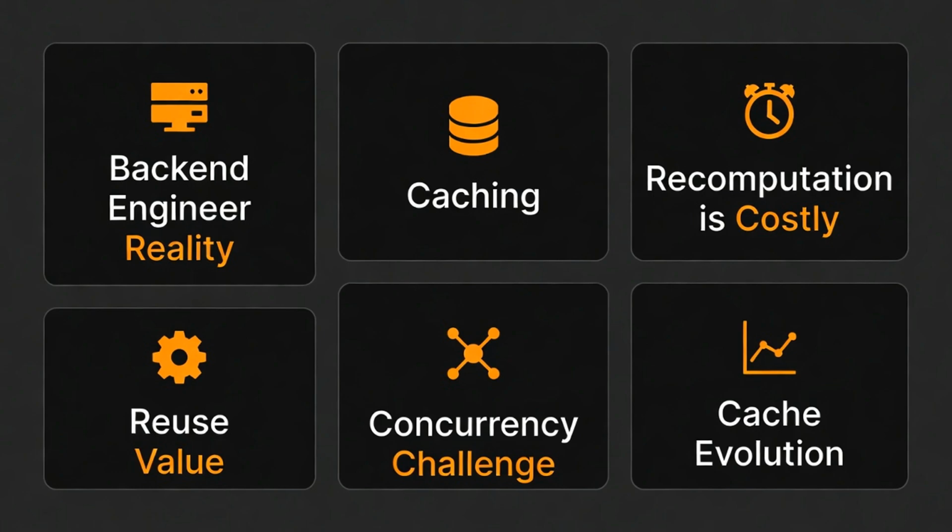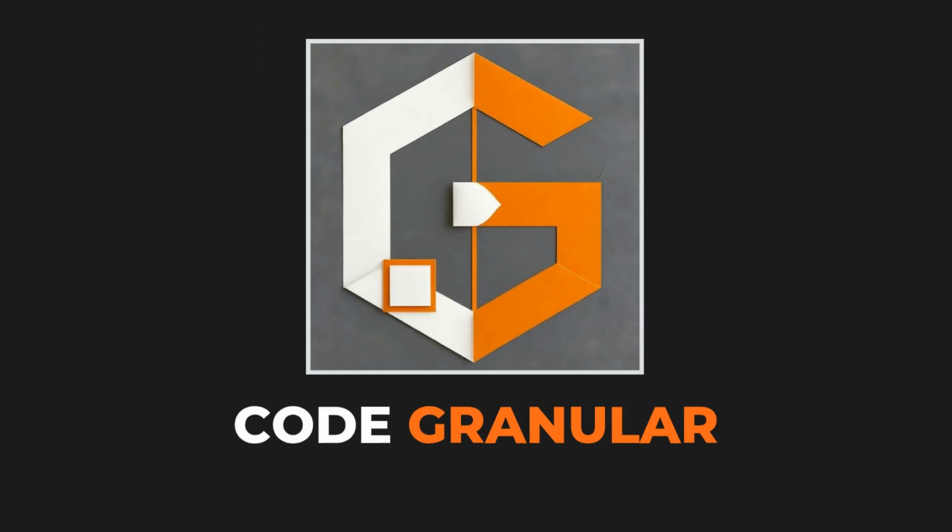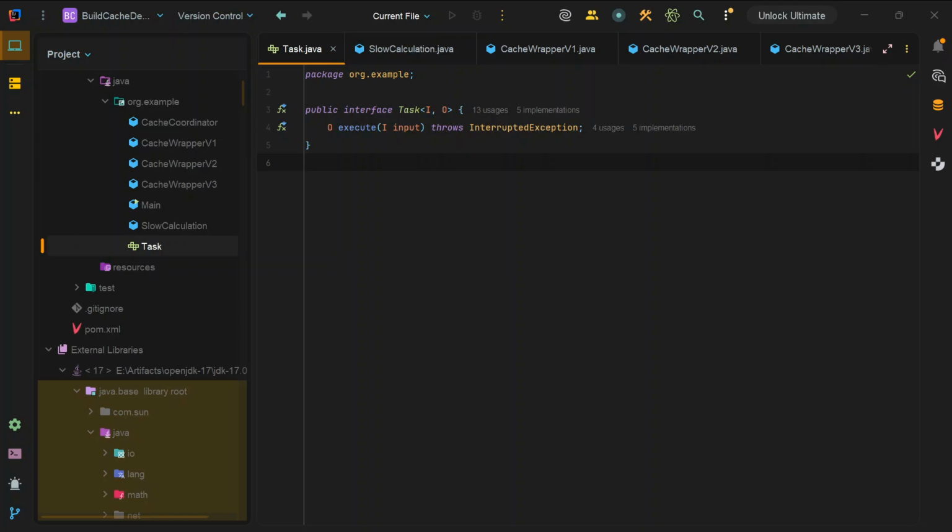So instead of jumping straight to the perfect solution, let's walk through how a cache usually evolves in real systems. We begin with the most obvious first attempt. We create a simple interface, Task, that represents a slow computation. This keeps our design clean and lets us separate the computation logic from the caching logic.